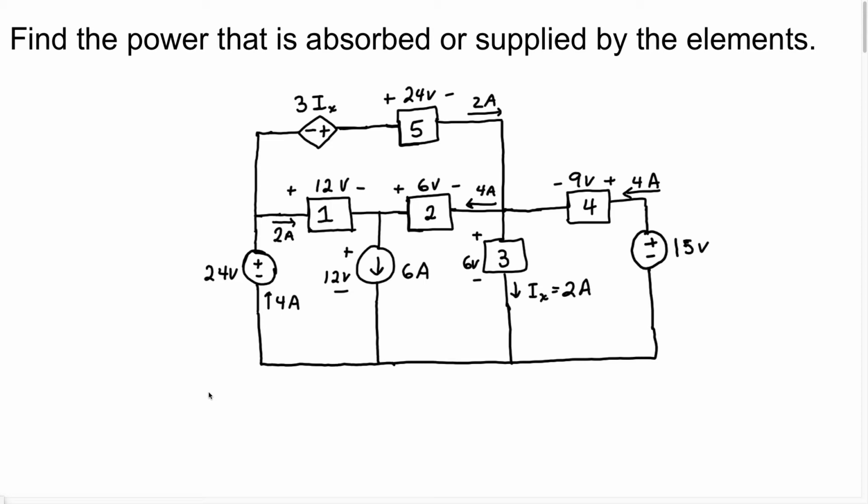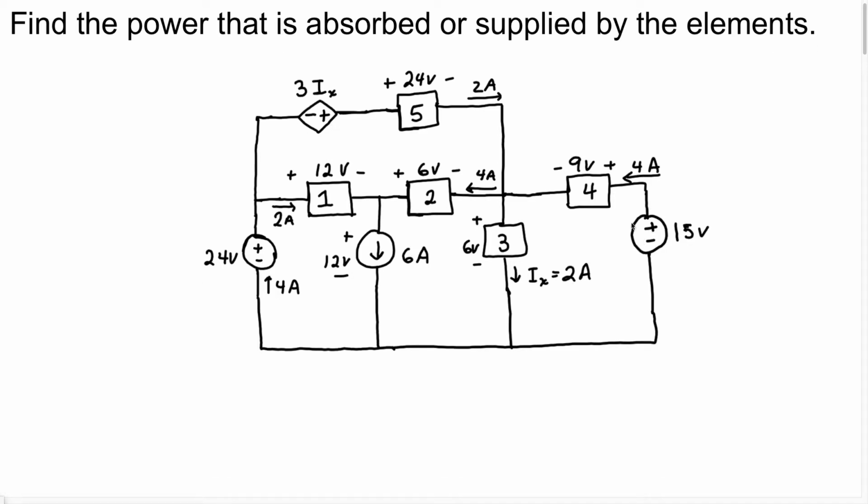Now in this video, we're going to find the power in each element of this circuit. So the question says, find the power that is absorbed or supplied by the elements. Now we have quite a few elements in this circuit. We have 1, 2, 3, 4, 5, 6, 7, 8, 9. So we're going to be finding the power of 9 elements.